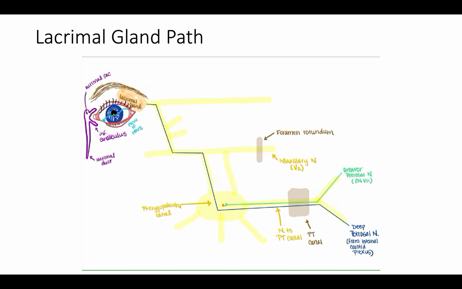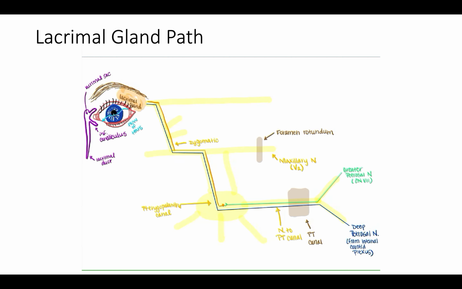Okay, next, this is going to be the cell body, and it is synapsing with that greater petrosal nerve at the pterygopalatine ganglion. So it's always important to remember where the cell bodies are and where they synapse ultimately. So the cell body's in the pterygopalatine ganglion, and it's going to the lacrimal gland. And that's going to be the postganglionic.